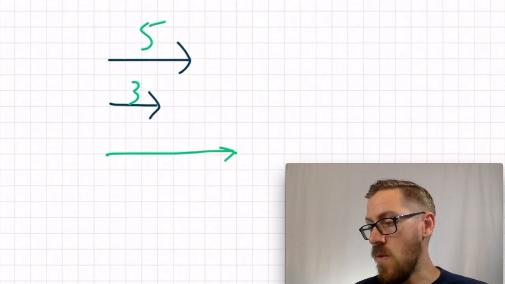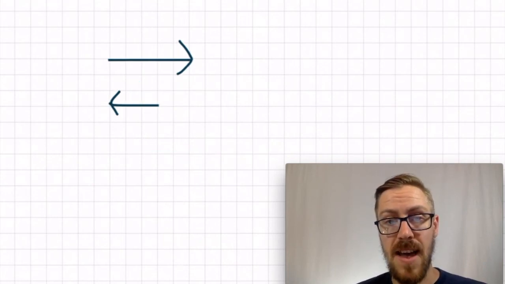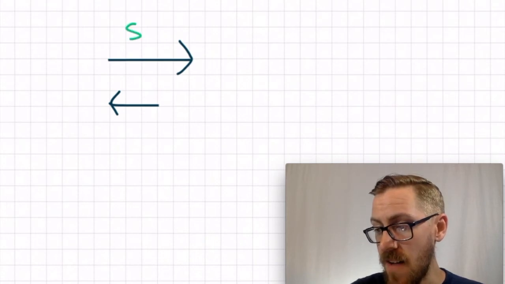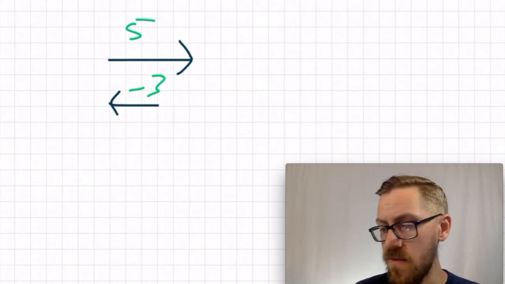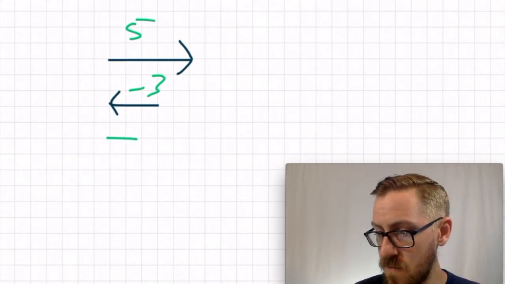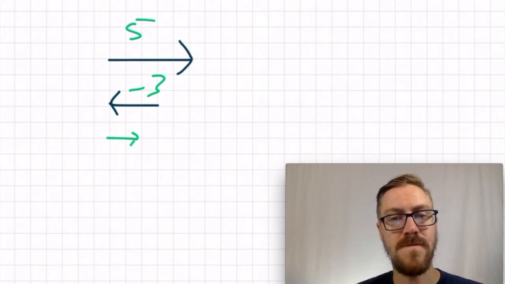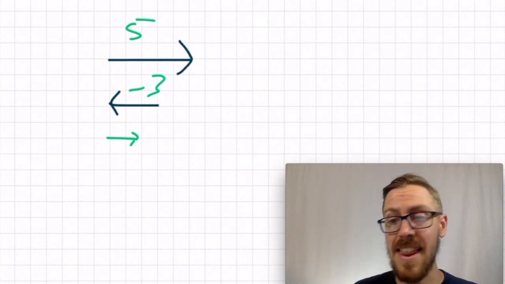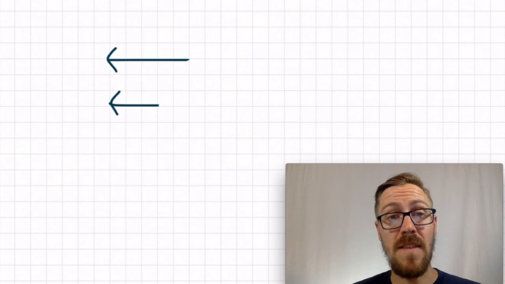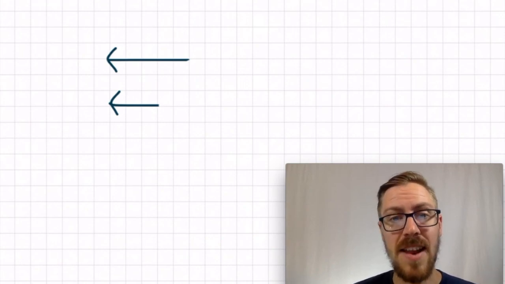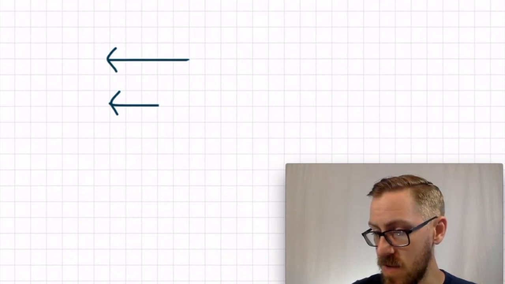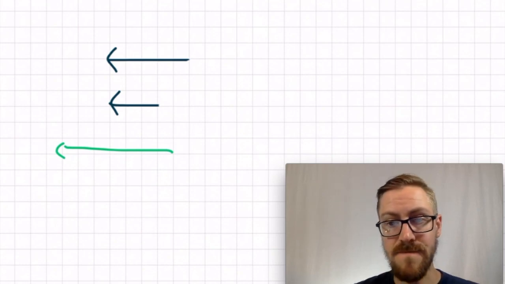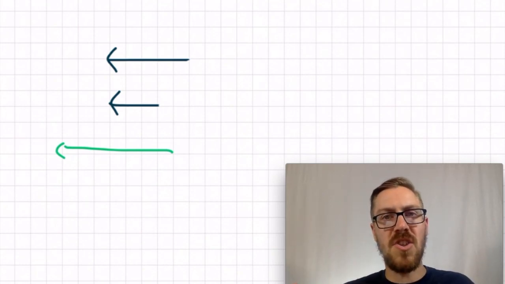Very simple. If one of these is a negative, now I would have 5 plus a negative 3. And so my overall final vector would just be 2 to the right. 5 plus negative 3 is positive 2. It's that easy. Now if I have 2 negative arrows, now I have negative 5 plus negative 3, which would be one arrow to the left, negative 8. That easy. That's all there is to it.